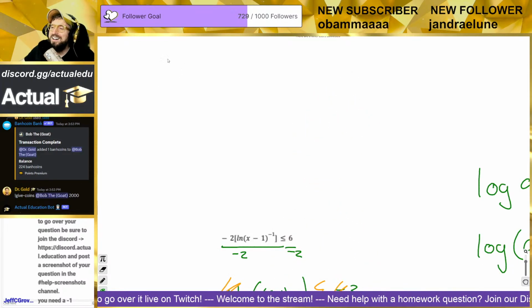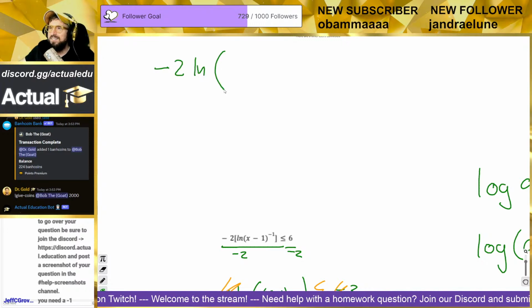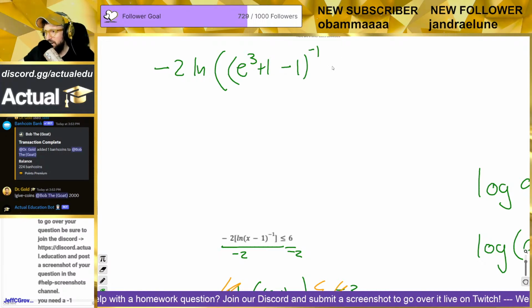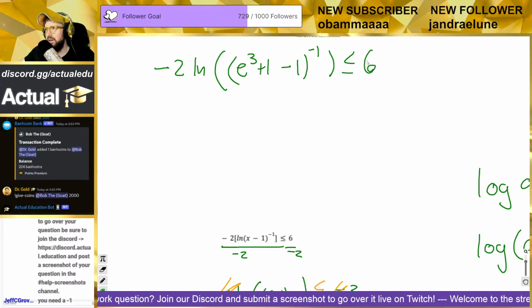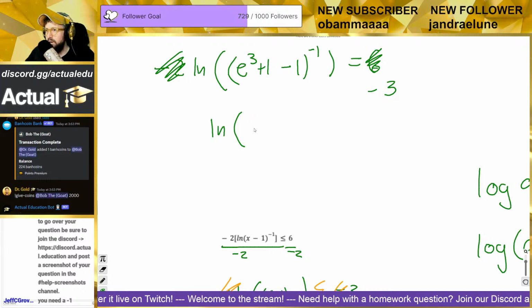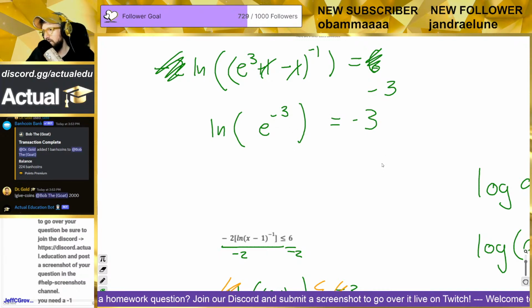Okay. Negative 2 ln, and then instead of x, I'm gonna write e to the 3 plus 1, because that's what x was, minus 1. All that is less than or equal to 6, or we're gonna say it's just equal to 6. We're just gonna check the boundary, just make sure it works. So this goes away, and this becomes negative 3. And then we're left with ln of 1 plus 1 minus 1, which is just 0. So this is going to be e to the 3 to the negative 1, which is the same thing as e to the negative 3, is equal to negative 3. I just had this exponent hit this one as well.